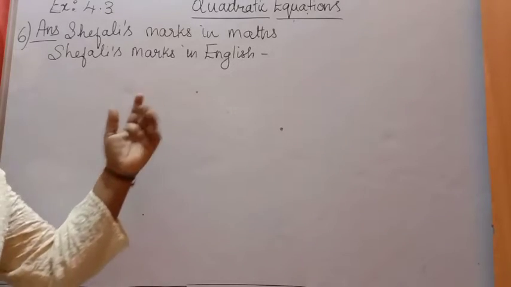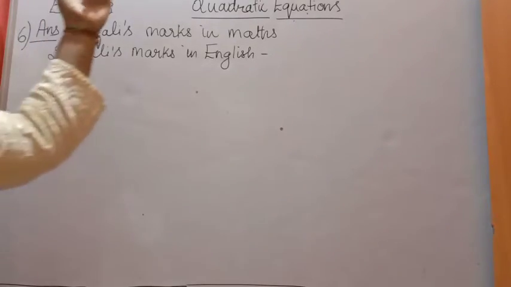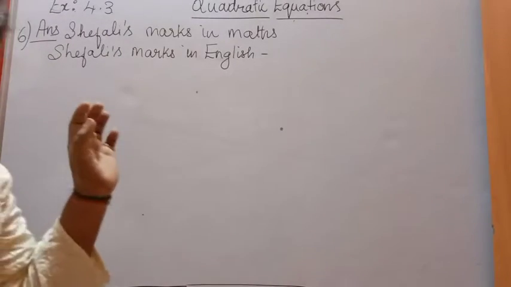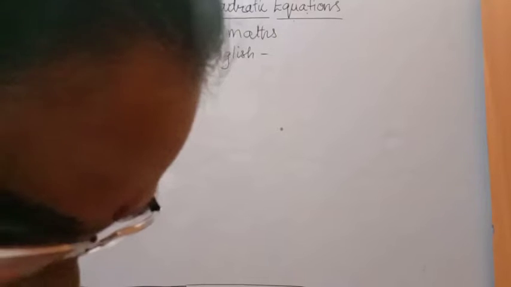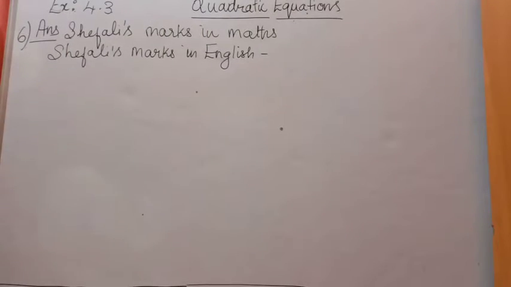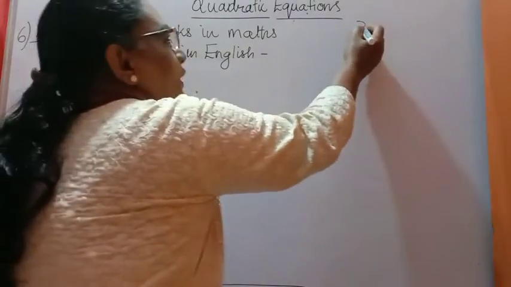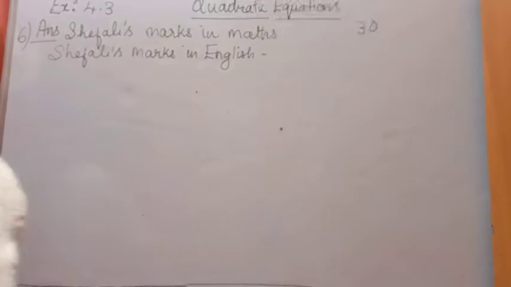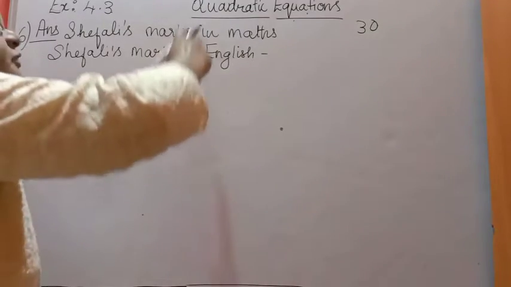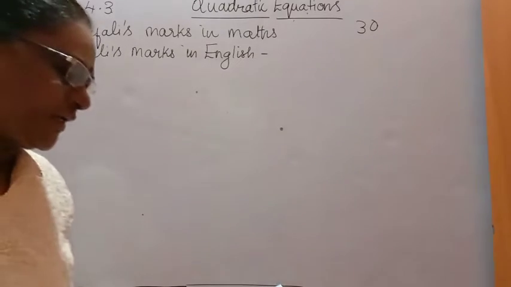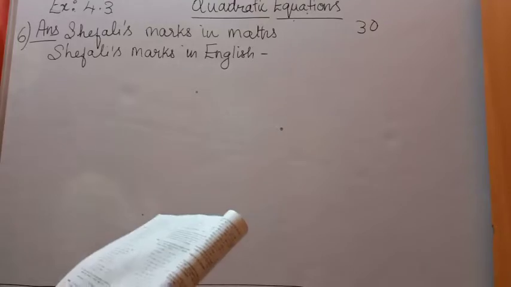Next problem from exercise 4.3, sixth problem. In this problem they have given, in a class test, the marks scored by Shefali in mathematics and English together will be 30. The marks scored in English as well as in maths, if you add, you will get 30. So what they are telling, had she got 2 more marks in mathematics and 3 marks less in English.